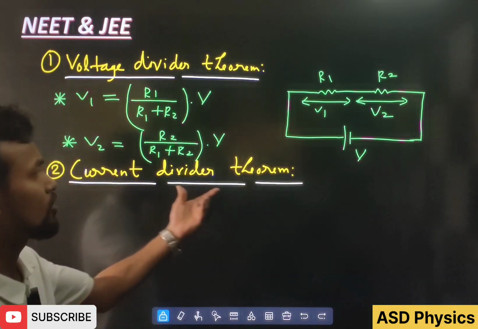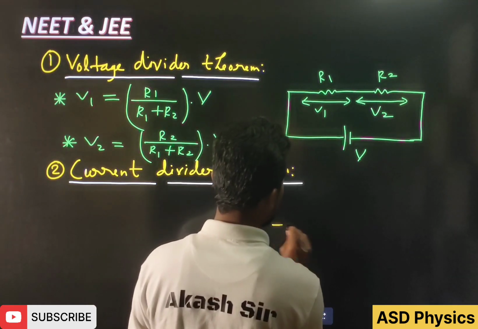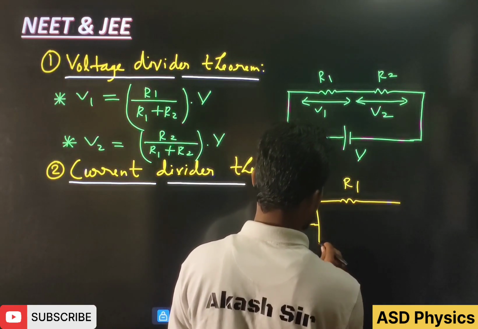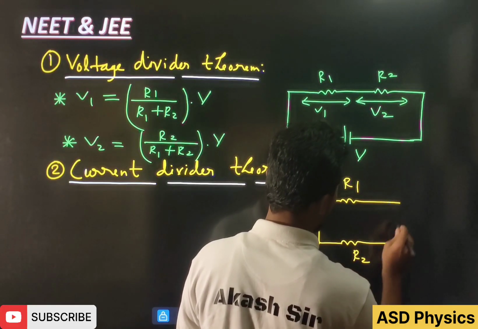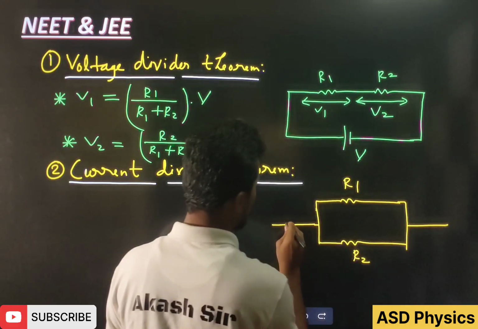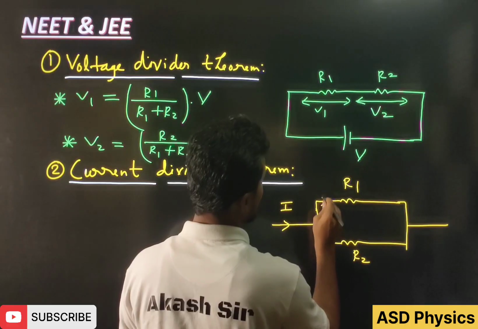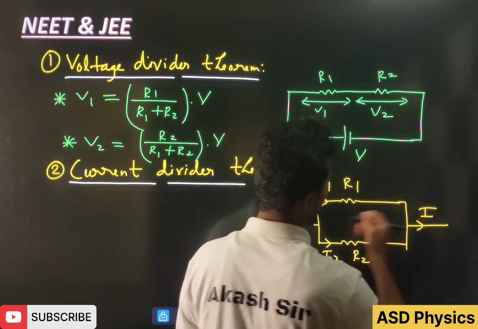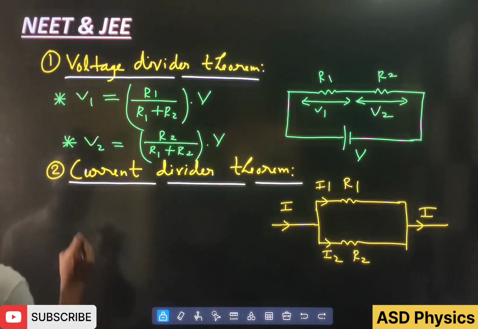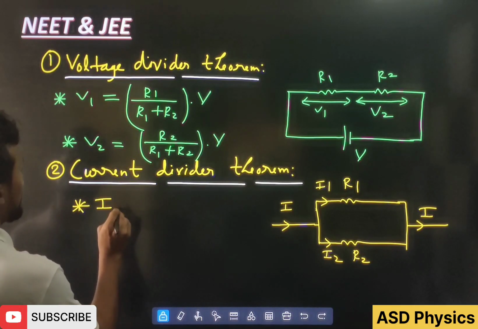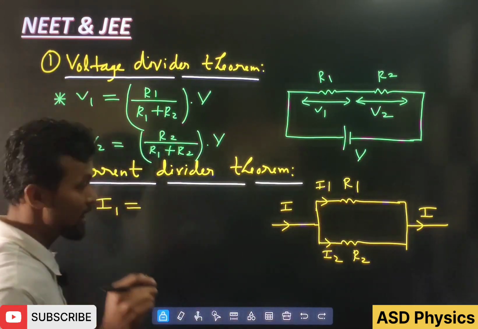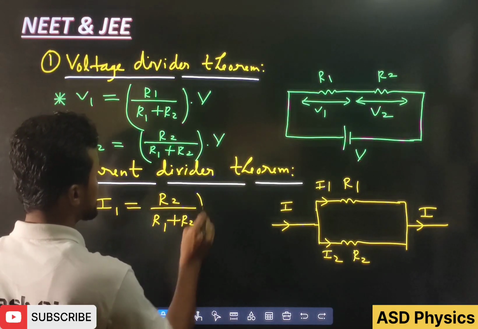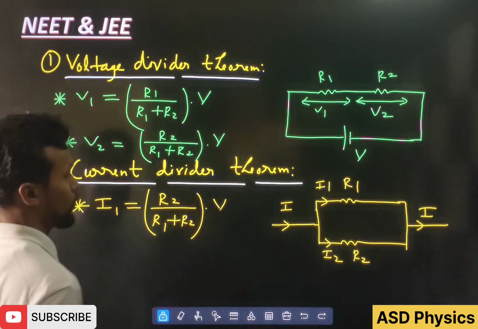Now, the current divider theorem is applicable when resistors are connected in parallel. Let's take R1 and R2 like this. Current I is coming in, current I1 goes through this side and I2 through this side, and again current I goes ahead. The current in resistor R1, I1, is given by R2 by R1 plus R2 into I.